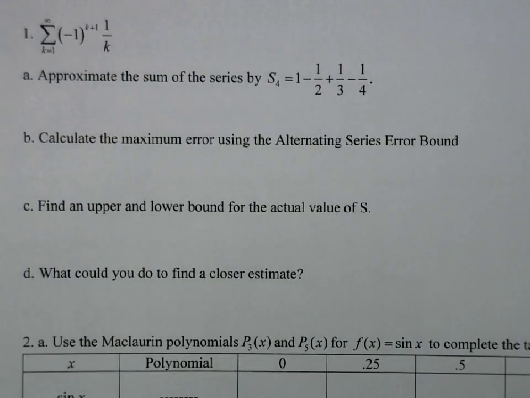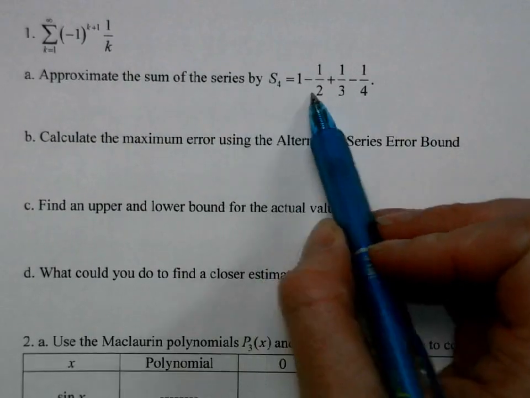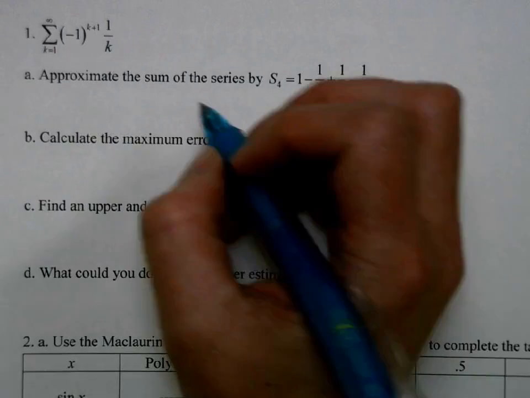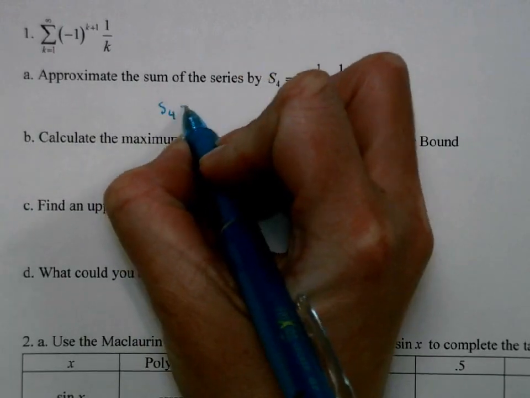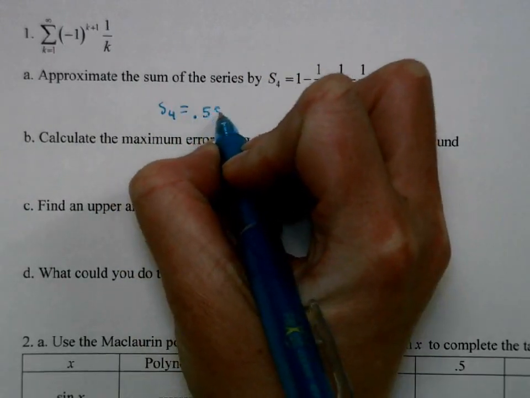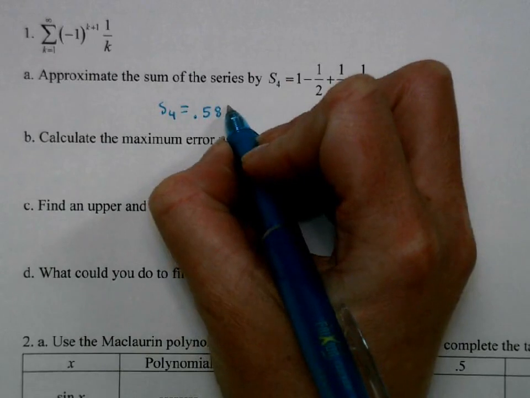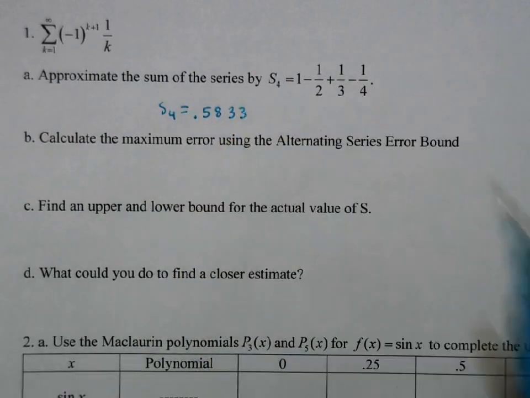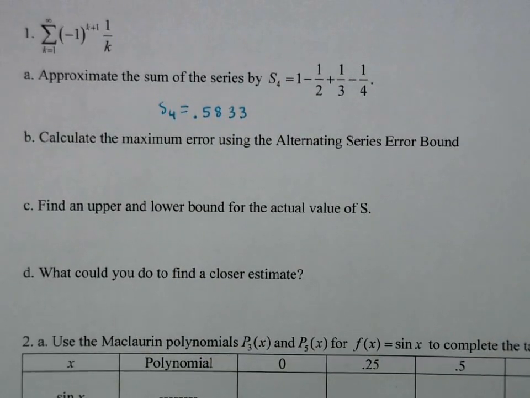So we're going to look at the alternating harmonic series here. The first thing we're going to do is add up the first four terms. If we add these up, and you can use your calculator for this, we get a value of 5.5833. We know the alternating series converges from the alternating series test. We're going to look at, well, what does the alternating harmonic series converge to potentially?